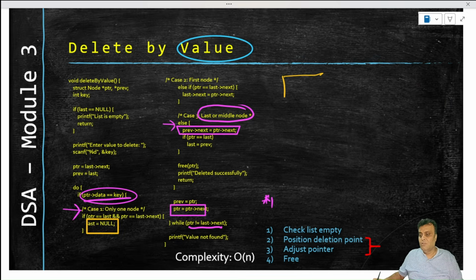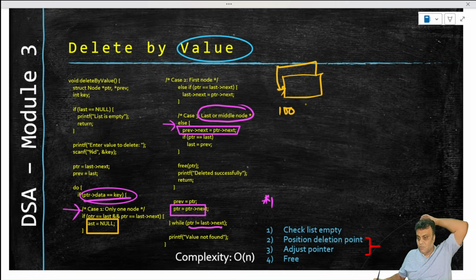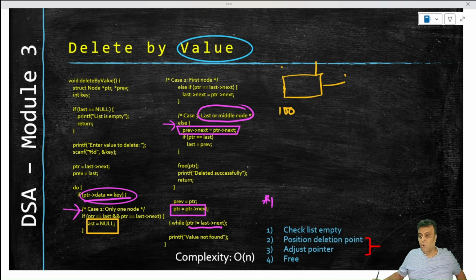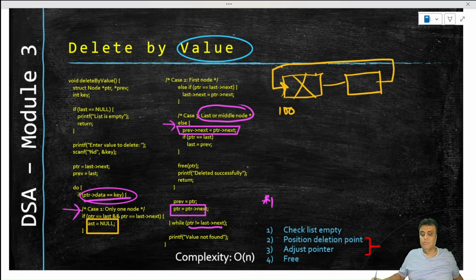I have at least one node and this node points back to me. This node is at 100, right? And I want to delete this node, right? Of course this is not the only node. Sorry, I drew it wrong. This is not the only node, right? We discussed the only node case just a few moments back. We are talking about a situation which is like this, and we want to delete this particular node.